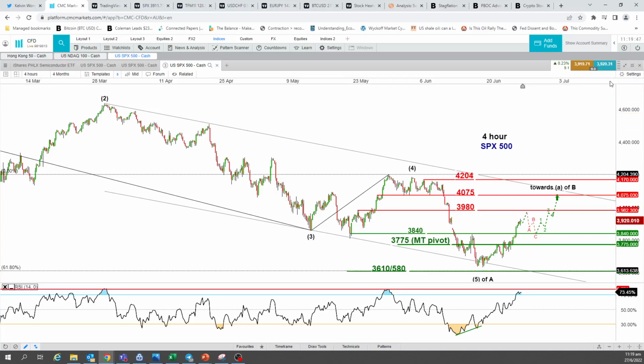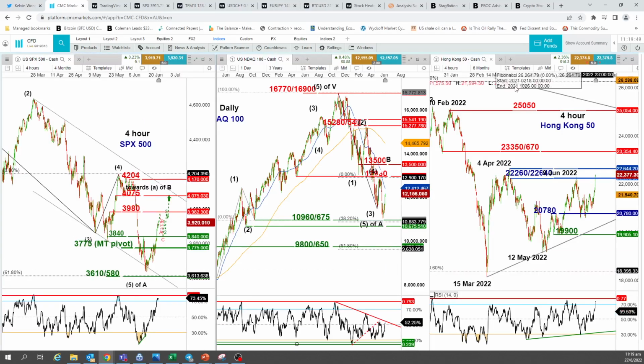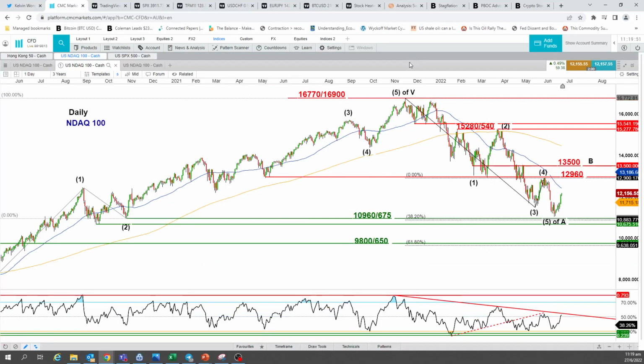All right, now moving on to the higher beta Nasdaq 100. So very similar on the Nasdaq 100 daily chart, we also start to see that the only difference here is that Nasdaq 100 made an all-time high much earlier, in November last year.